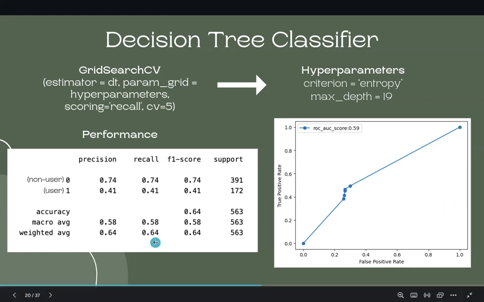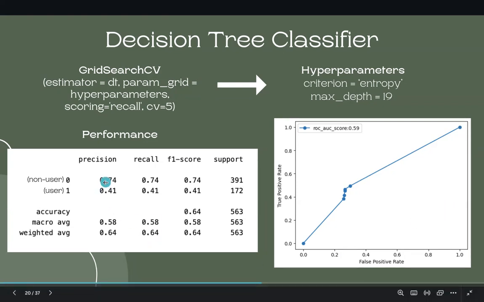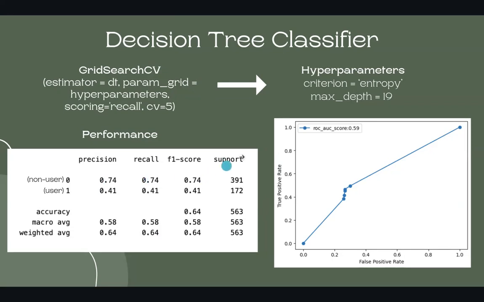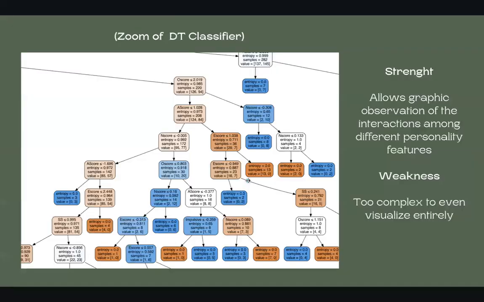However, the performance was not good. Although we see good precision, recall, and F1 scores for non-users, it's not the same for users. Regarding this type of model's strengths, they allow easy graphic observation of the interactions among different features. However, a weakness of this specific model is that it is too complex to even visualize it entirely.